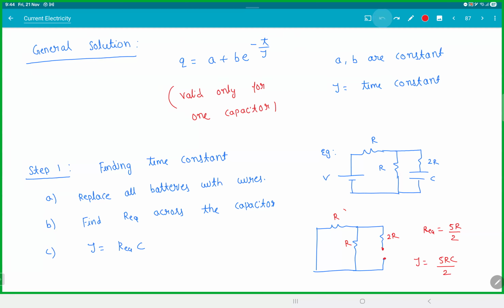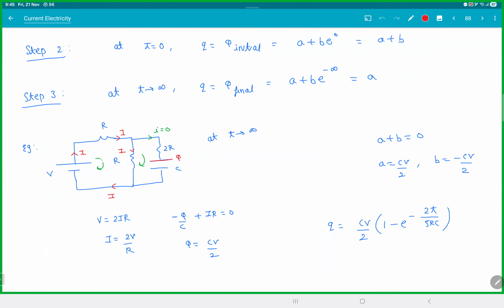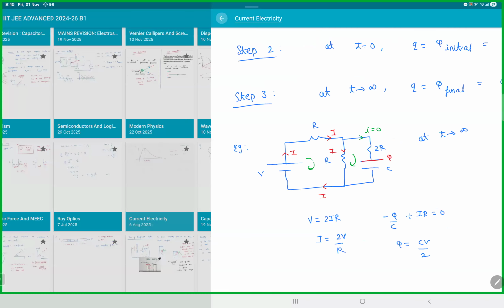Step 1, how to find the time constant? Replace all batteries with wires. Then find the resistance across the capacitor. So treat the capacitor as two terminals and find R equivalent. Then time constant is R equivalent into C. Step 2, at T is equal to 0, find the initial charge. You'll get one equation. At T infinity, find the final charge. You know how to do that in steady state. You'll get a second equation. Solve, you'll get an answer. Clear with this? Same thing, we can do it in LR also.